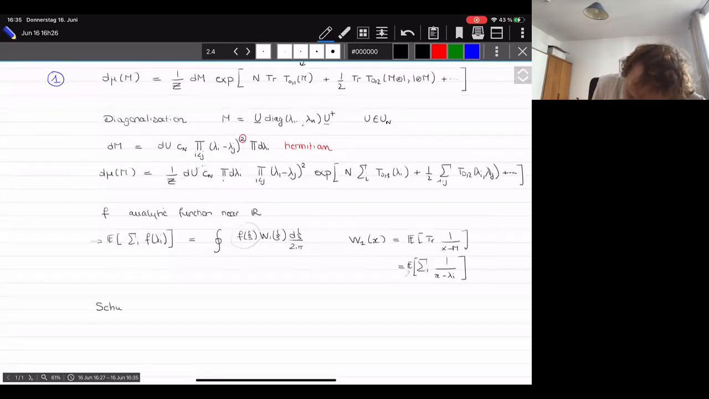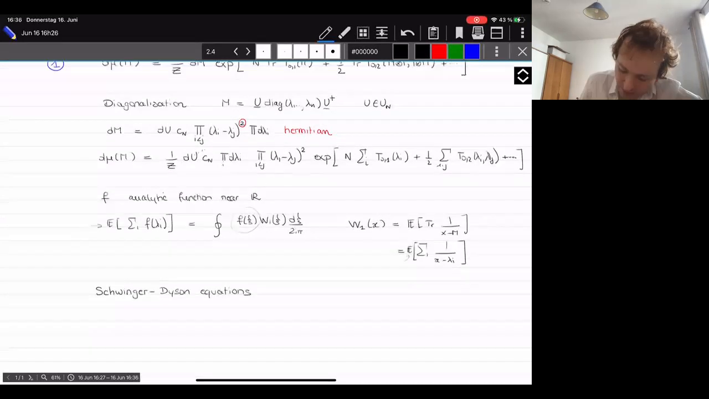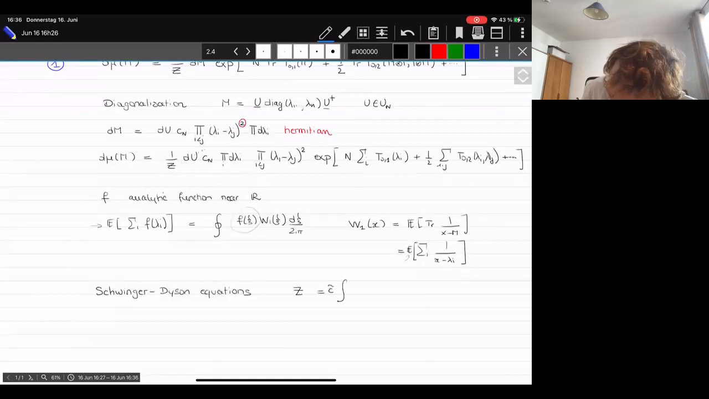So one very important tool to study matrix models is the so-called Schwinger-Dyson equations. And it expresses the fact that the partition function Z, which is the integral, so up to, I integrate out the unitary matrix, so I may have another constant here, is this integral over the lambda i of all this measure.